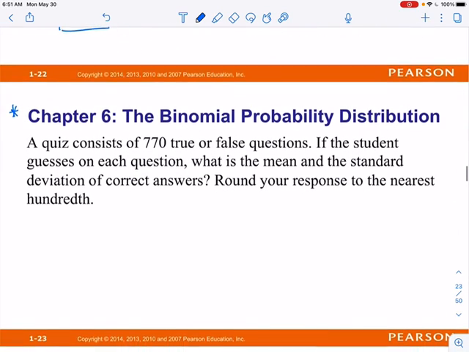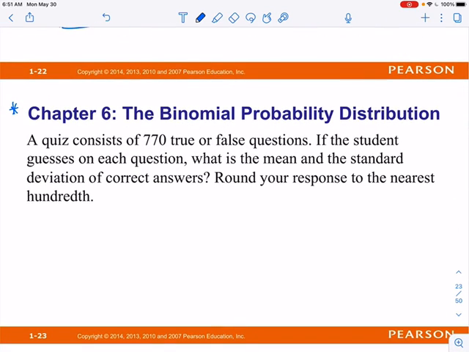Okay, and then this is the last question from chapter 6, and then I will make another video for chapter 7 eventually. Okay, so a quiz consists of 770 true-false questions. If the student guesses on each question, what is the mean and the standard deviation of correct answers? Round your response to the nearest hundredth.